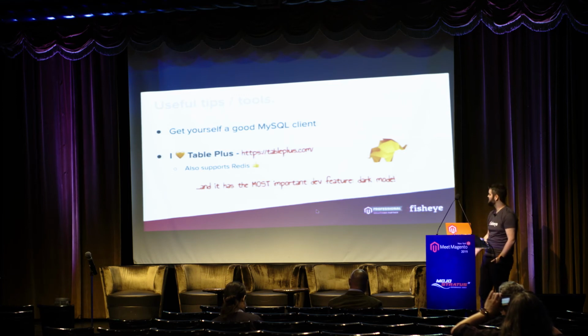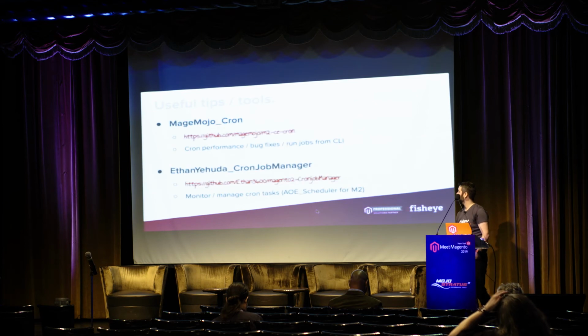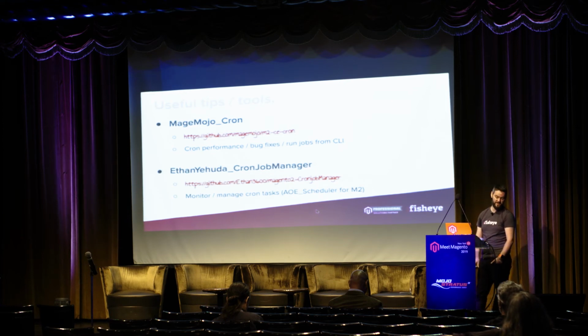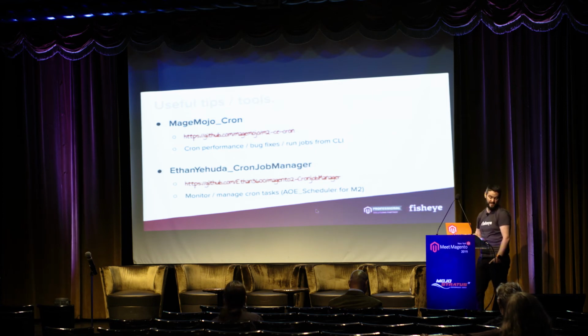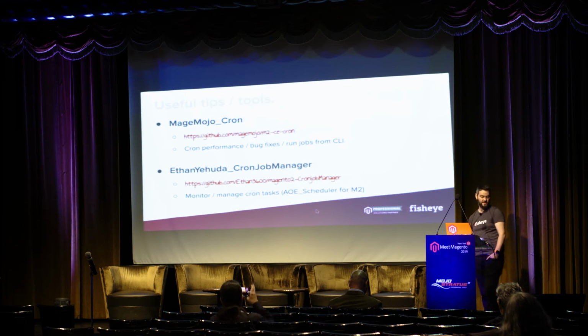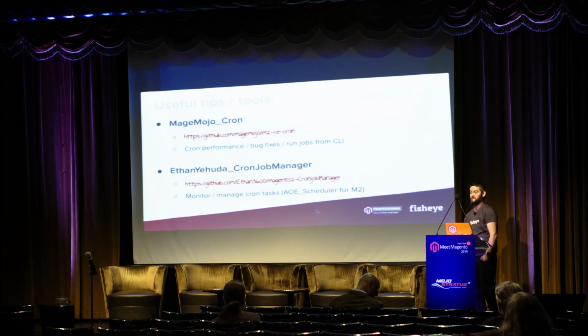All the examples I've shown and the demo I just did were using TablePlus. It's great. There is also, from our lovely hosts, Magento, a cron module, which helps with cron performance and a few bug fixes, and you can run bin/magento cron:run if you want to manually run a cron record, which is pretty cool. There's also a cron job manager module. I'm not going to attempt to pronounce this guy's name because I'll probably make a right mess of it. It's a bit like AOE Scheduler for M2, if you were used to that in M1.